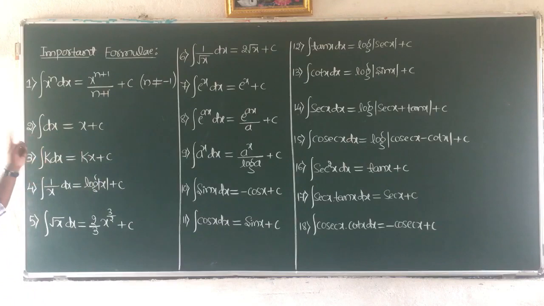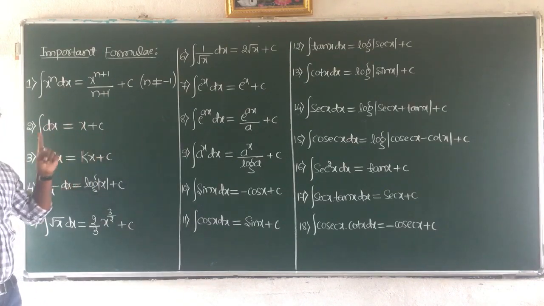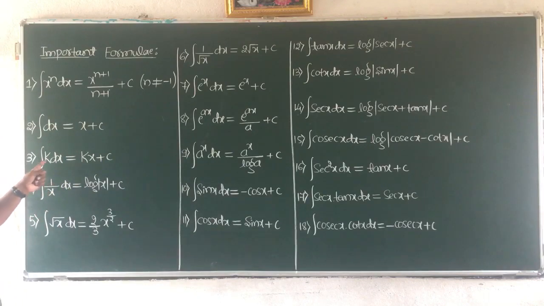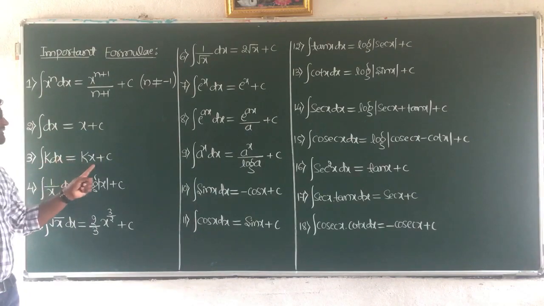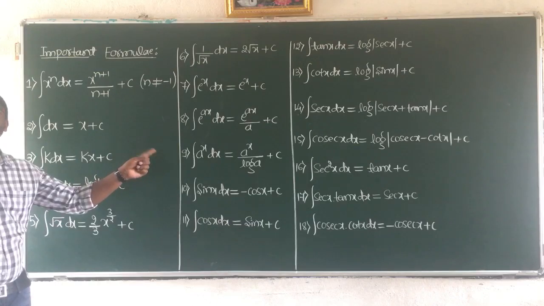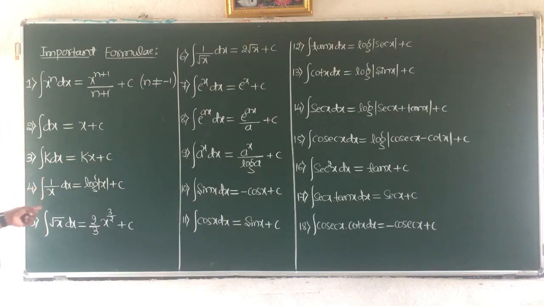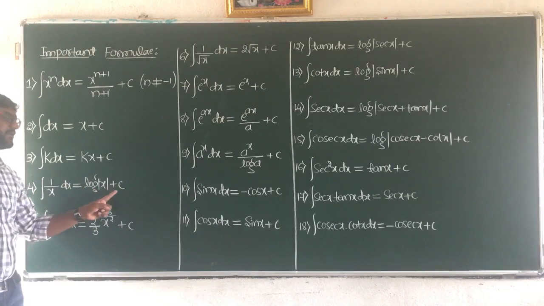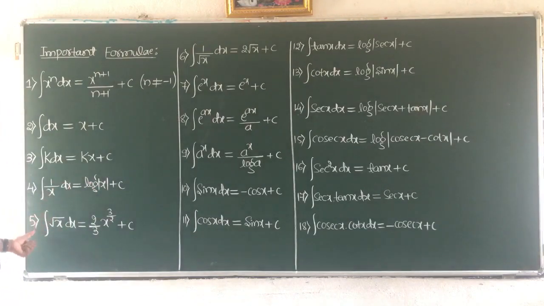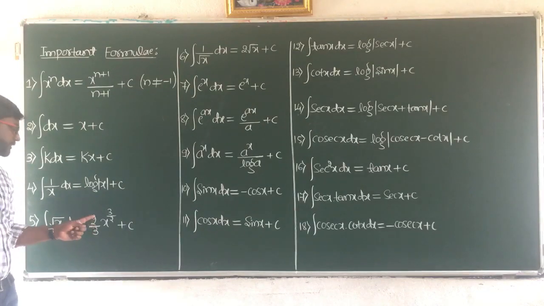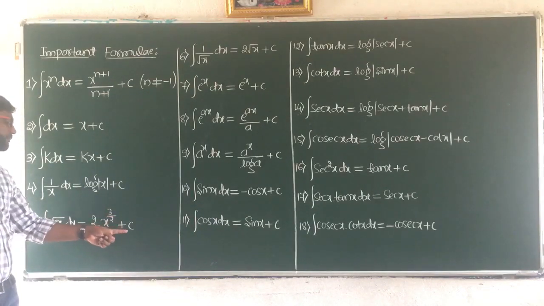Then the second formula, integral of dx equals x plus c. The third one, integral k dx equals kx plus c, where k is any constant. Then integral 1 by x dx equals log mod x plus c. And the fifth one, integral root x dx equals 2 by 3 x to the power 3 by 2 plus c.